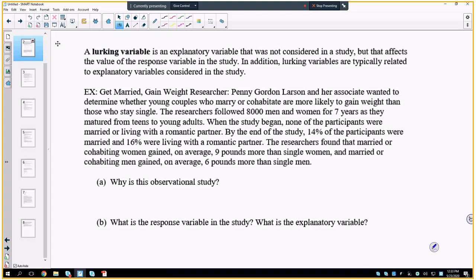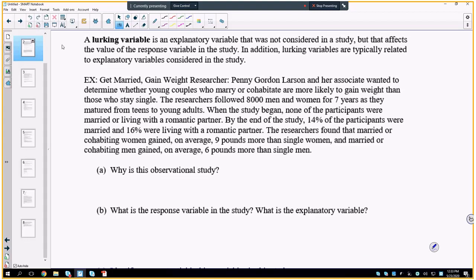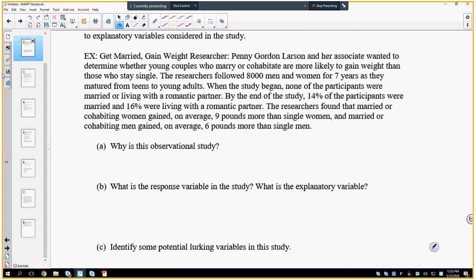Get married and gain weight. A researcher and her associate want to determine whether young couples who marry or cohabitate are more likely to gain weight than those who stay single. The researchers followed 8,000 men and women for 7 years as they matured from teens to young adults. When the study began, none of the participants were married or living with a romantic partner. By the end of the study, 14% of the participants were married and 16% were living with a romantic partner. The researchers found that married or cohabitating women gained on average 9 pounds more than single women, and married or cohabitating men gained on average 6 pounds more than single men.